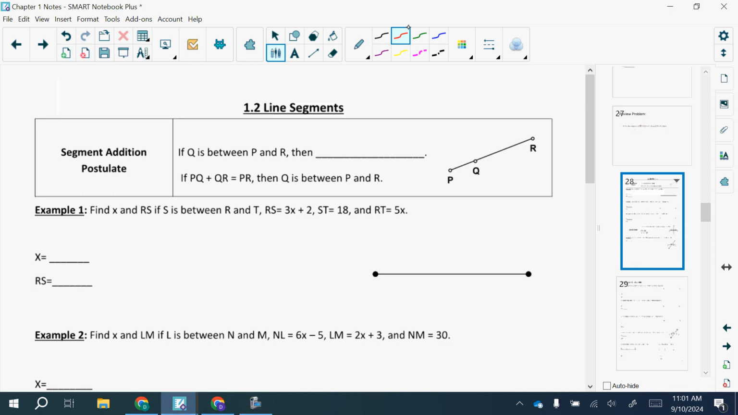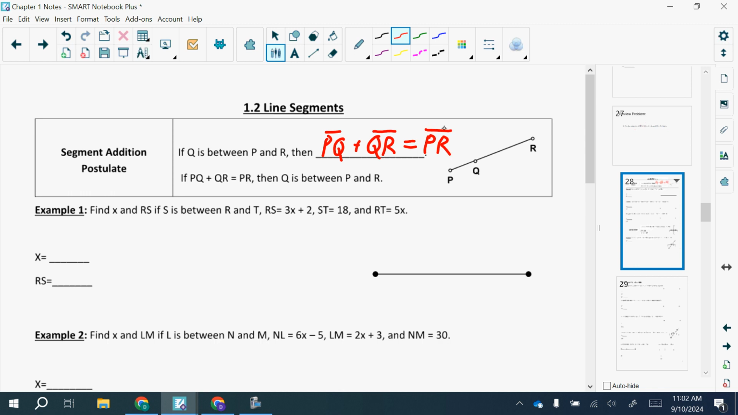This is a video that's going to be a brief overview over line segments, in particular the segment addition postulate. The segment addition postulate states if Q is between P and R, and it has a picture on the right hand for us to observe, then PQ plus QR equals PR.